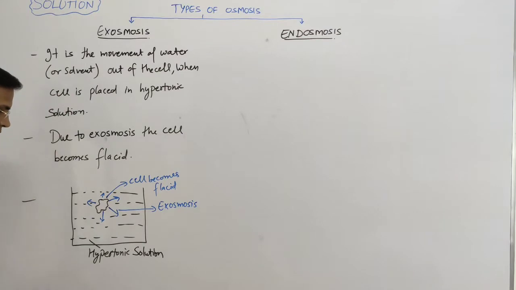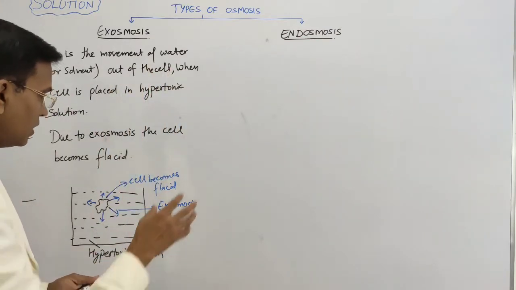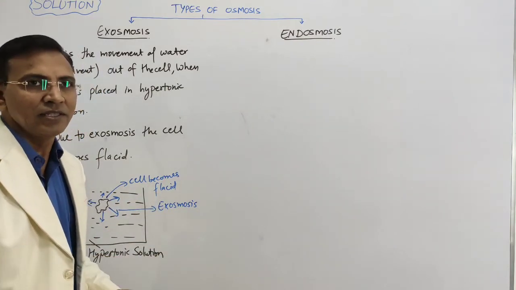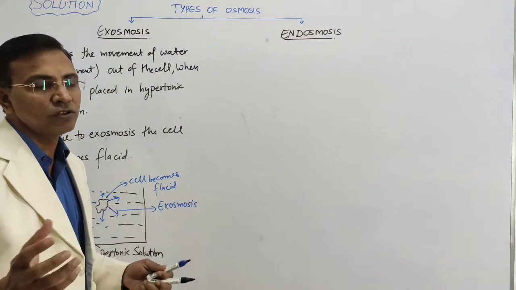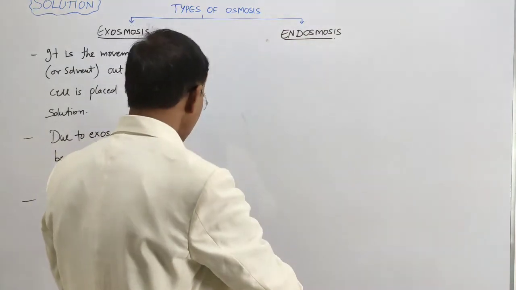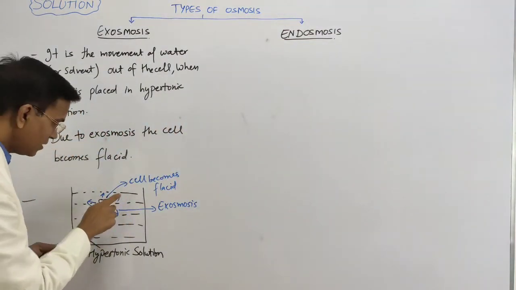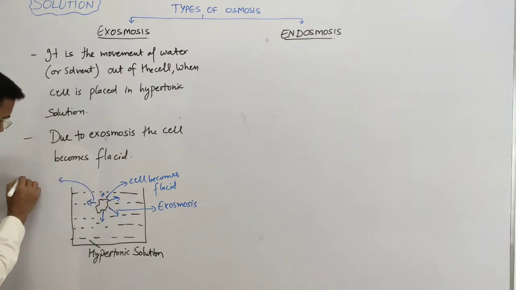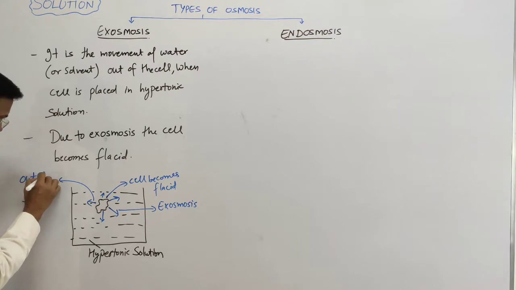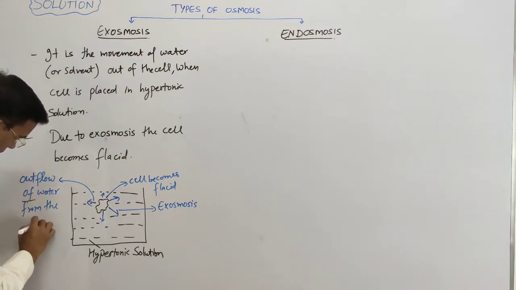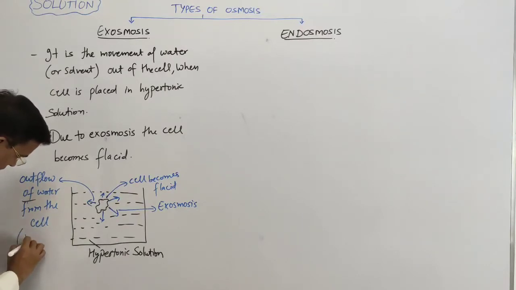Right? Now come to the endosmosis. In this, when the cell is placed in hypotonic solution, then the inflow of water takes place, and because of that the cell becomes swollen, right? So here, in exosmosis, the outflow of water takes place. So you may write here the outflow of water from the cell, right? That is exosmosis.